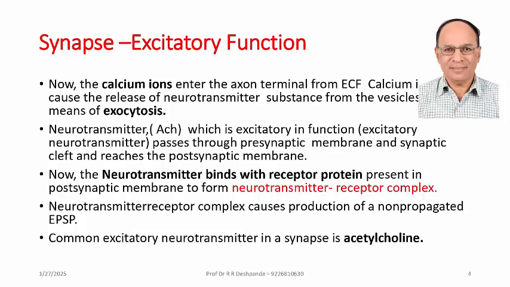When you do the running, when you do the walking, what is happening? Not insulin. Receptor number is increasing. Is it clear? So the same word is over here, receptor. ACH receptors are there and they form a joint complex. Which joint? Neurotransmitter plus receptor complex. The neurotransmitter receptor complex causes production of non-propagated EPSP. The common excitatory neurotransmitter in a synapse is acetylcholine.